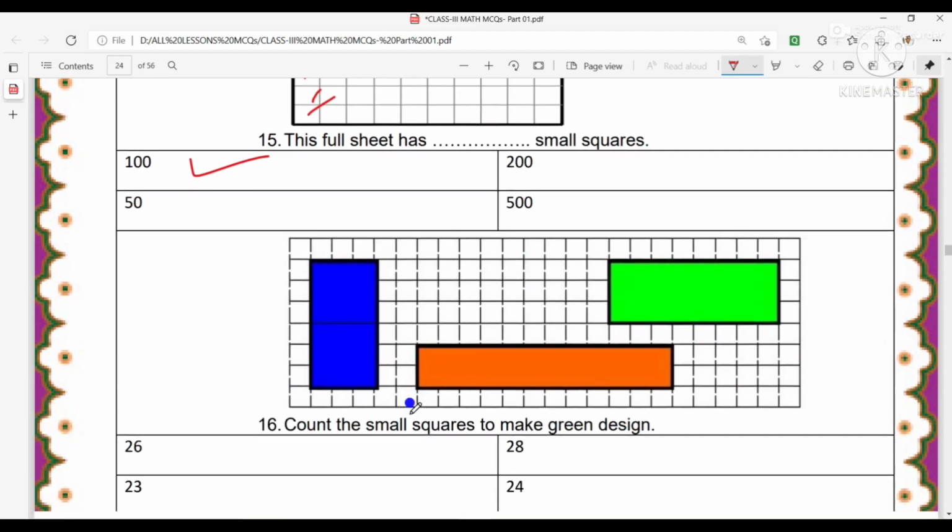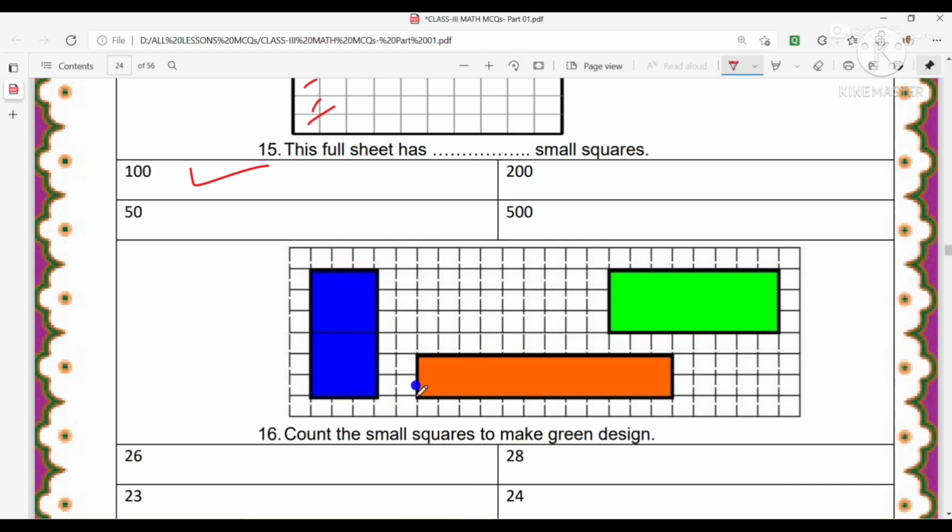Next, count the small squares to make the green design. Okay, green design. So you have to find out how many squares are there along the length, then along the breadth, then you can simply multiply. Along the length, there are 1, 2, 3, 4, 5, 6, 7, 8. Along the breadth, 1, 2, 3. So 8 into 3, that will be 24.